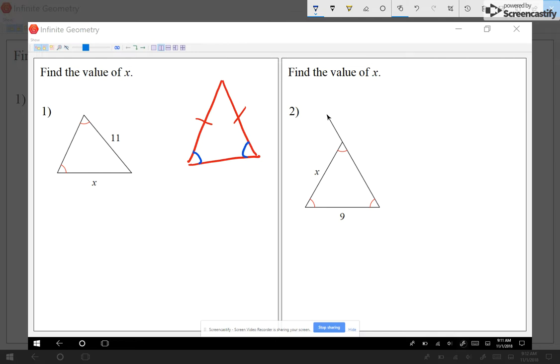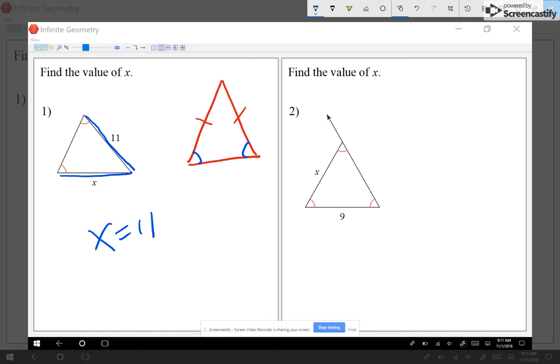So now looking at question number 1, I see the two angles are equal. So this also works the other way around. Two angles are equal. If you move it around to put the two angles at the bottom, you're going to see that the two sides that are equal are these two. So I'm just going to come and say x is equal to 11. And I don't have to work much on that one.